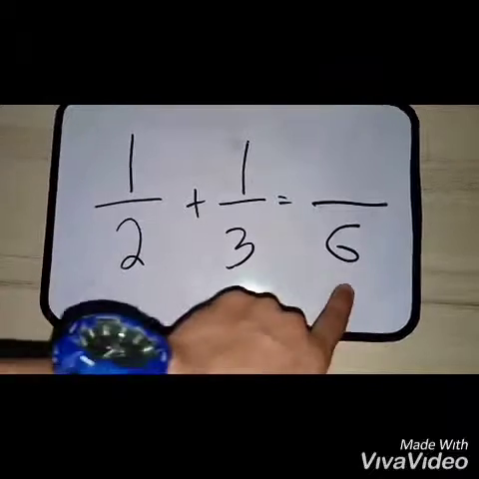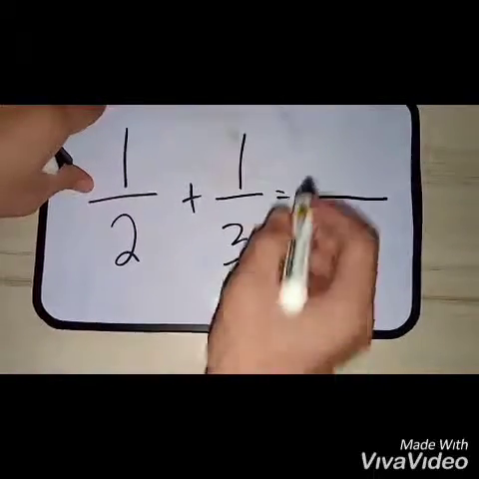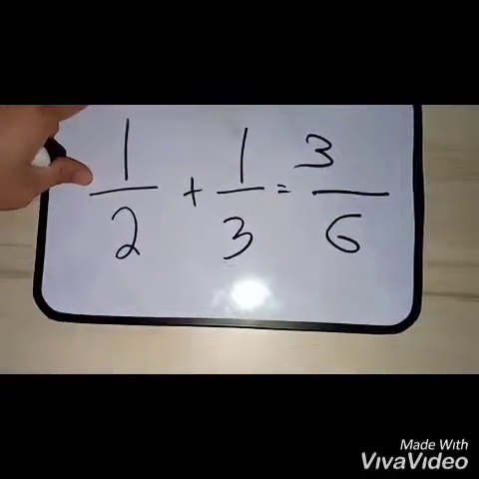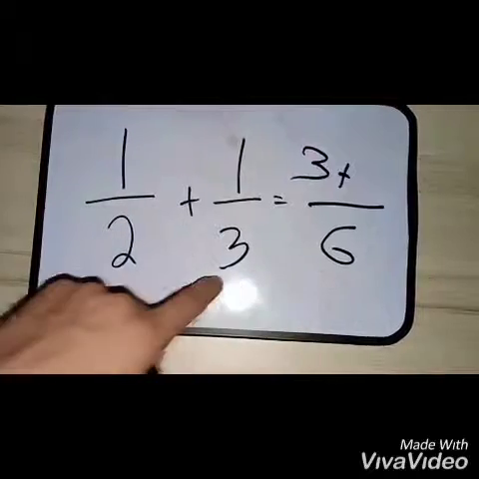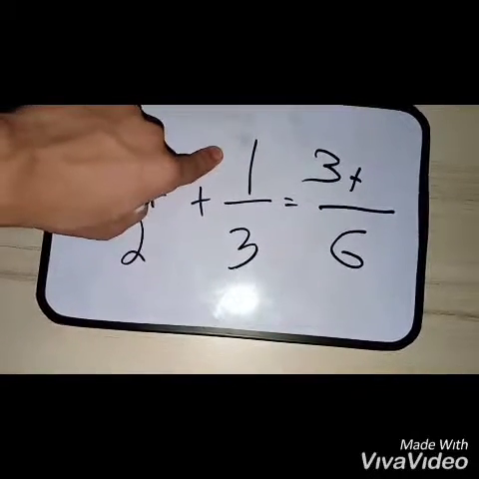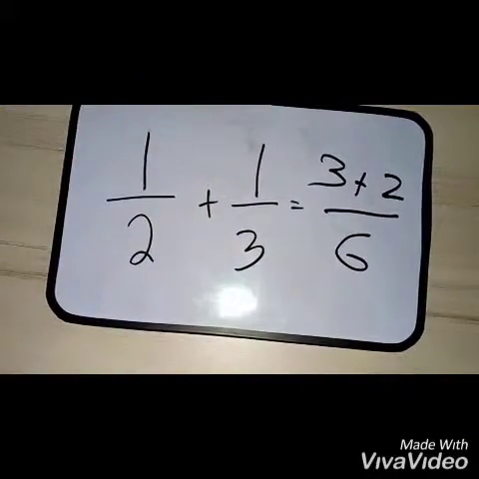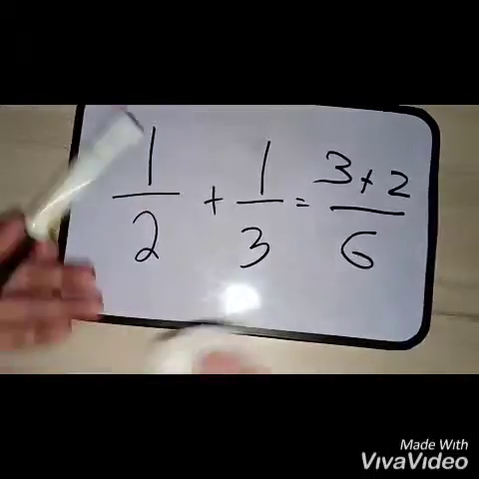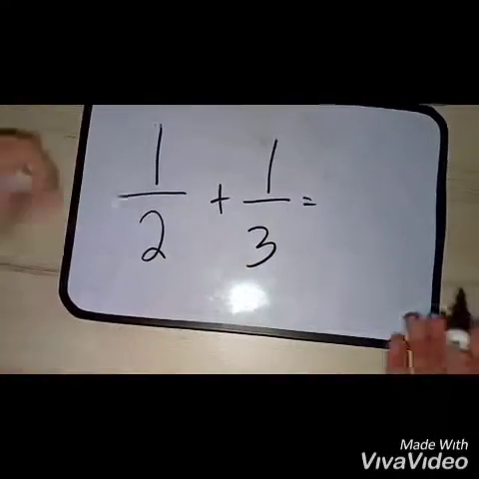And then, you divide 6 by 2, the answer is 3. You multiply it by 1, you will have 3, right? And then, since this is addition, so you just have to add. And then, 6 divided by 3, you will have 2. You multiply it to the numerator, so that's gonna be 2. Then, you're going to add it in here. So, you have now 3 plus 2, which is equal to 5/6. Ang haba, di ba? What if merong way?